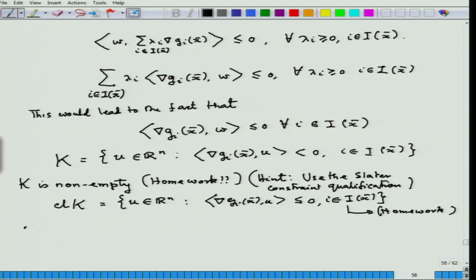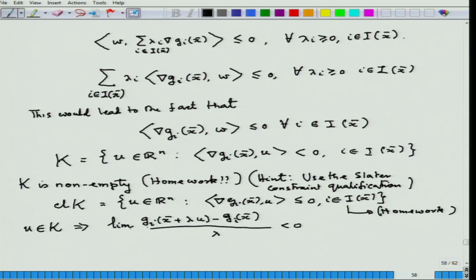So, if you have a u in K, this would imply, by the very definition of the derivative and use of Taylor's theorem, that I will have this for all i. This is the meaning of this statement, for all i belonging to I(x bar).